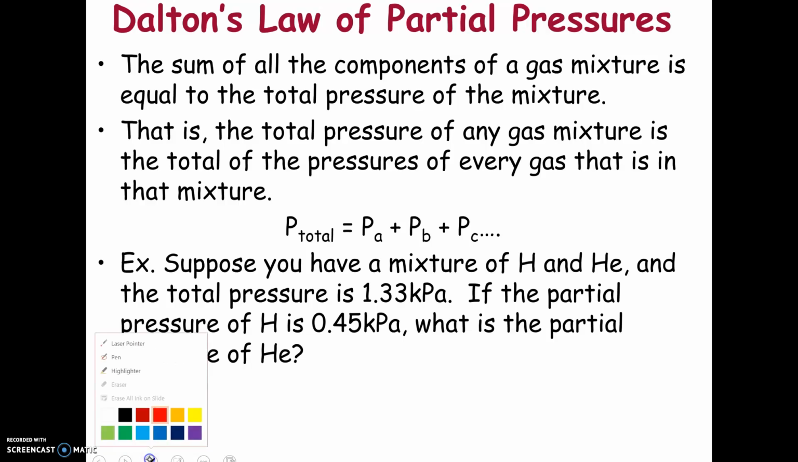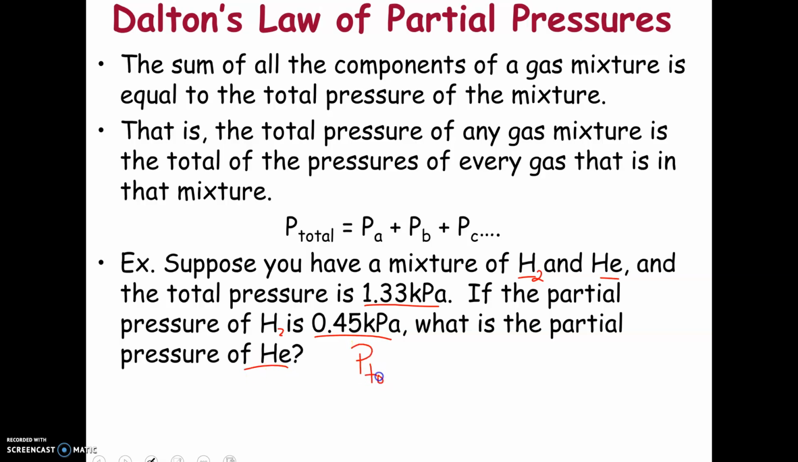So let's take a look at a sample problem. Very, very simple. So we have a mixture of hydrogen and helium. Technically, it would be H2. And the total pressure is 1.33 kPa, kilopascals. If the partial pressure of the hydrogen is 0.45 kPa, what is the partial pressure of the helium? So the way you would write this, P total is going to be equal to the pressure of the hydrogen plus the pressure of the helium.